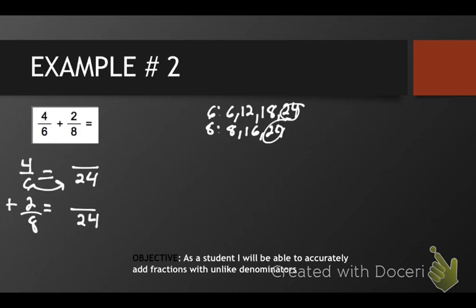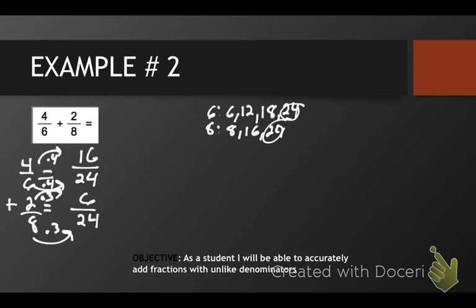How does 6 become 24? Well, we multiply by 4. So 4 times 4 is 16. Now, it talks about the rule. Whatever you do to the denominator, you must do to the numerator. That's what we're doing right now. We're following that rule. 8 times 3 gives us 24. If you follow the rule, you must do the same thing to the numerator. 2 times 3 is 6.